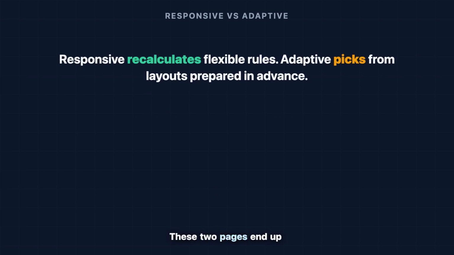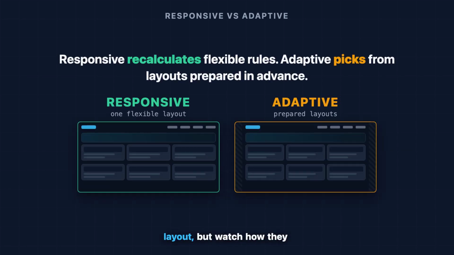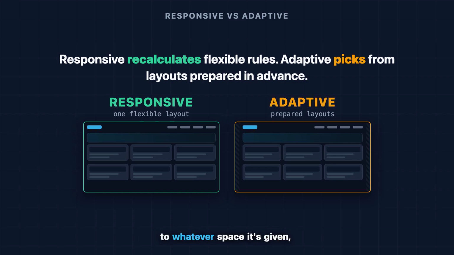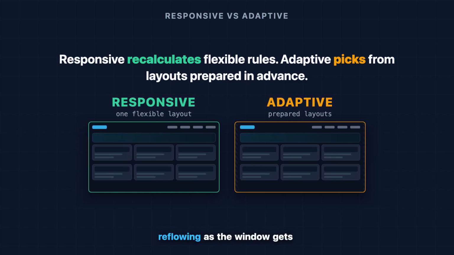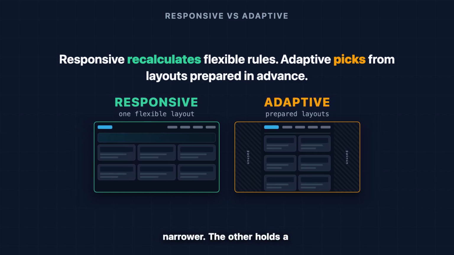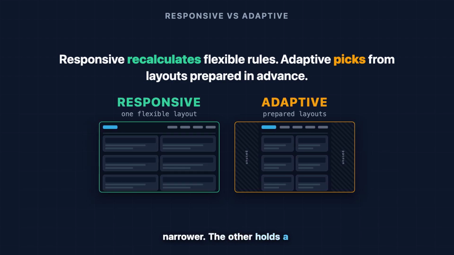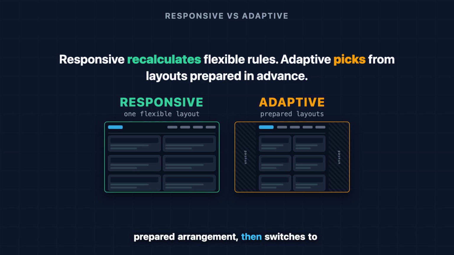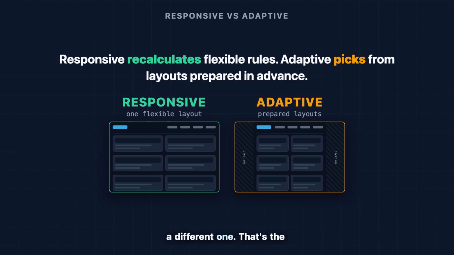These two pages end up at almost the same mobile layout. But watch how they get there. One continuously adjusts to whatever space it's given, reflowing as the window gets narrower. The other holds a prepared arrangement, then switches to a different one.